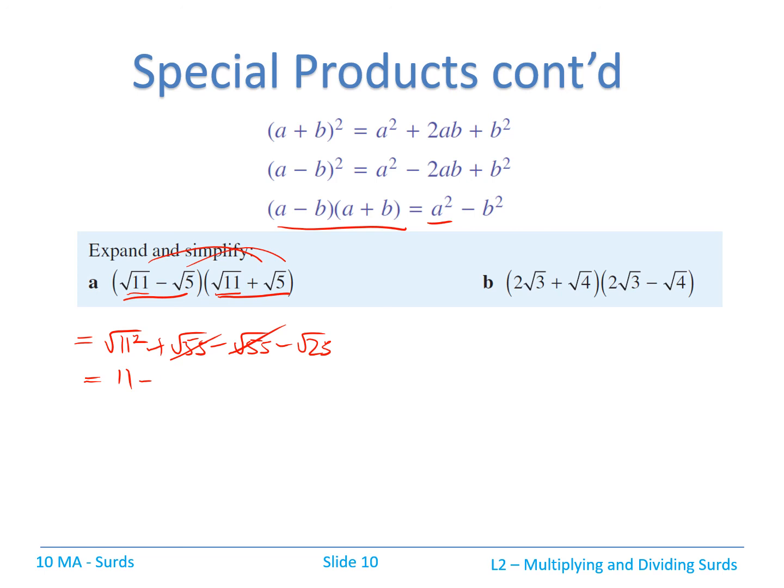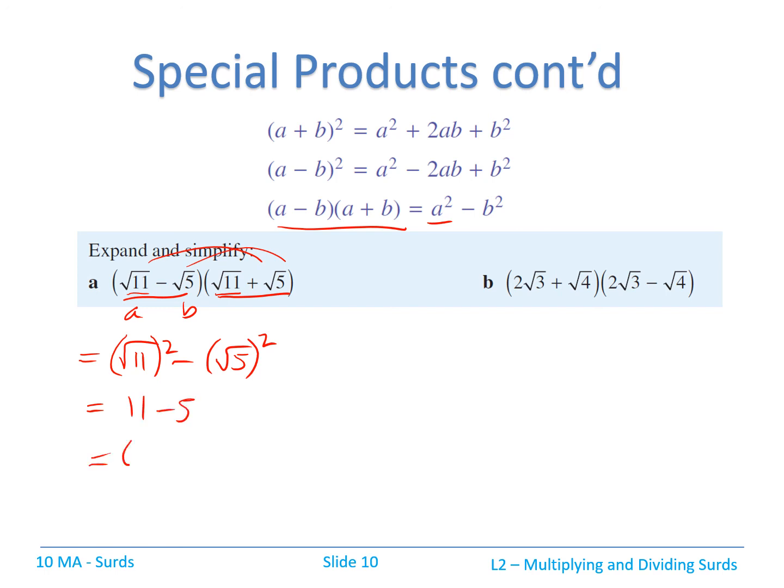However, we want to use the rule. So in this case here, a is root 11, b is root 5. It's a squared minus b squared. So here, it's root 11 squared minus root 5 squared. Root 11 squared we know is 11. Root 5 squared is 5. So we just end up with 6.